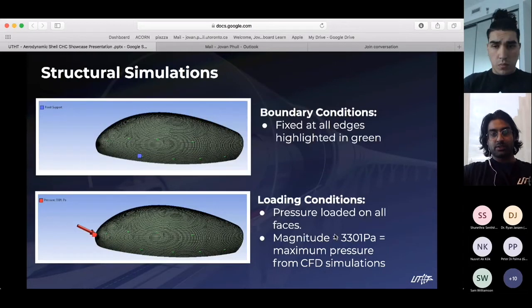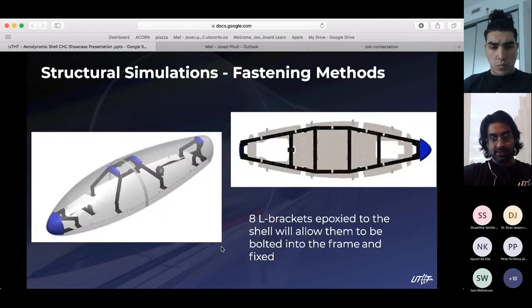So next we'll go into the structural simulations, and we'll talk more about the materials and how they were used in the actual manufacturing method. So we did a simple structural simulation of just putting the pressure from the aerodynamic simulations, the maximum pressure being just over 3,000 pascals, and we distribute that all along the face of the pod. And then we fix the pod in these green highlighted areas. And I'll show what that means in the next slide.